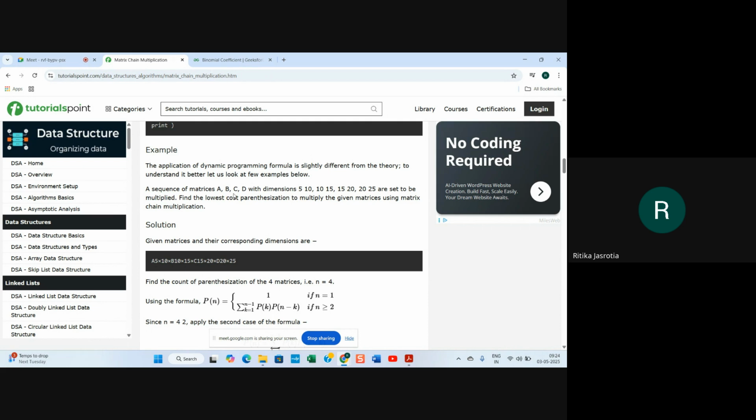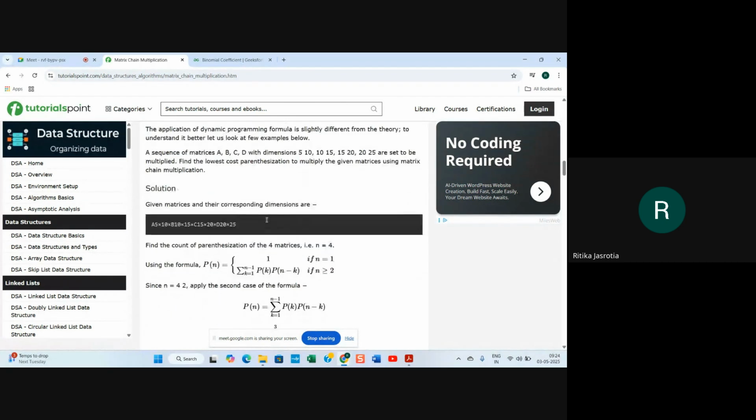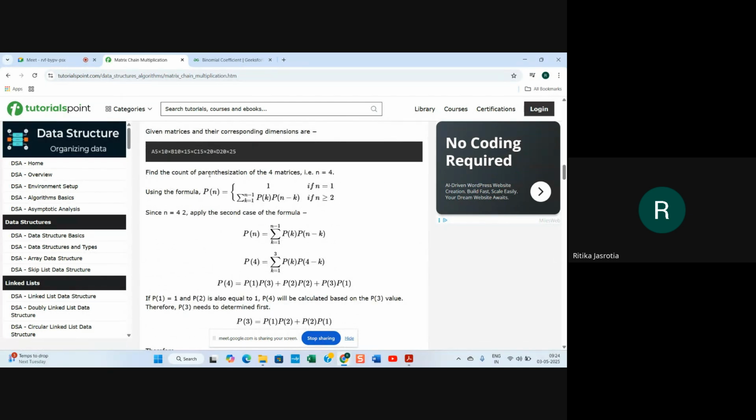A sequence of matrices A, B, C, D with dimensions 5, 10, 10, 15, 15, 20, 20, 25 are said to be multiplied. Find the lowest cost parenthesization to multiply the given matrices using matrix chain multiplication. So given matrices and their corresponding dimensions: A's is 5 into 10, then B's is 10 into 15, C's is 15 into 20, and D's is 20 into 25. These are the sizes. Now find the count of parentheses of the four matrices, that is n is equal to 4, right? So there are four matrices, so n is equal to 4.